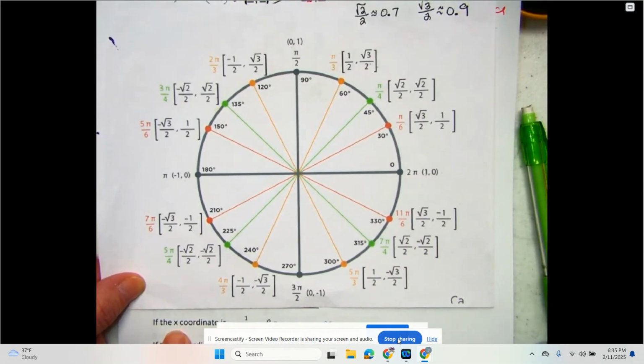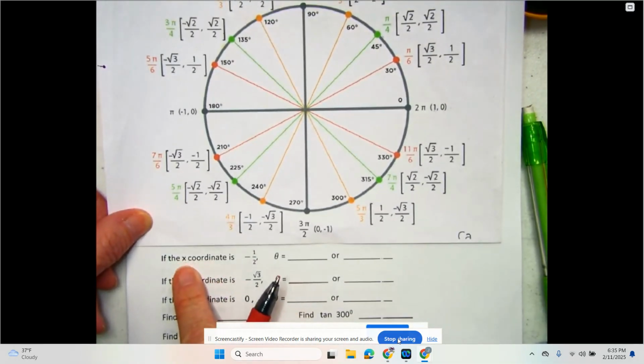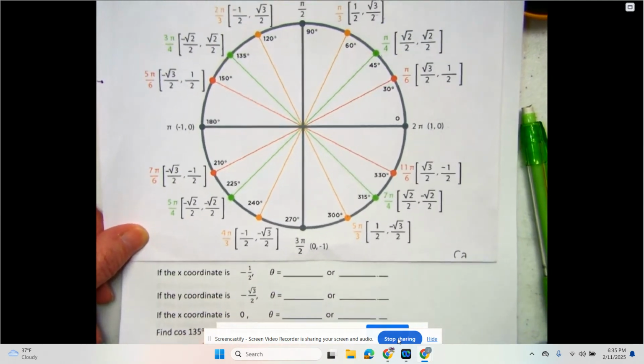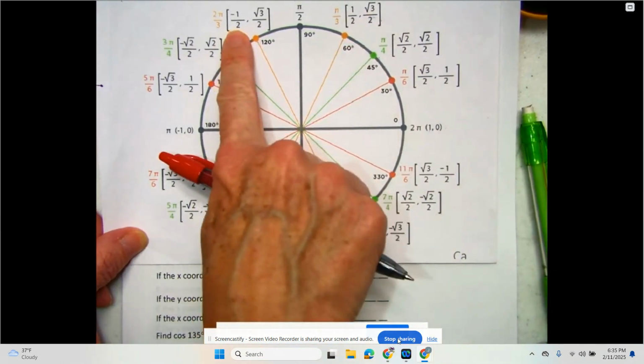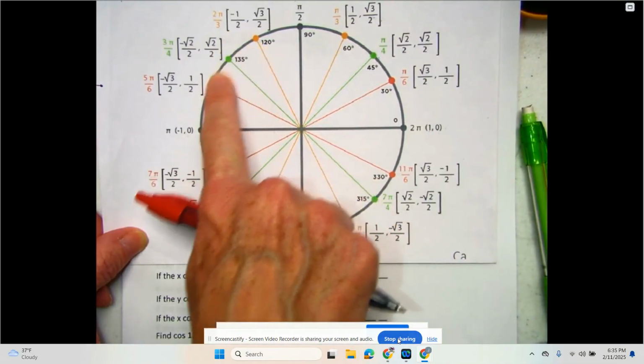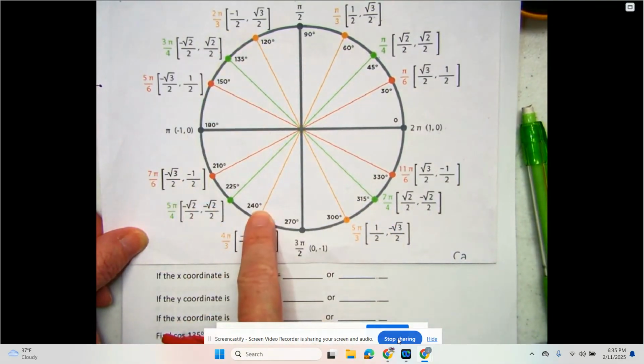If the x coordinate is negative 1/2, so let's go to the x coordinates. If it's negative 1/2, it's 120 and 240.